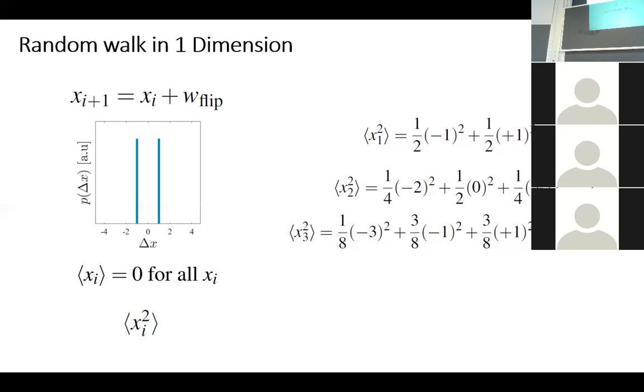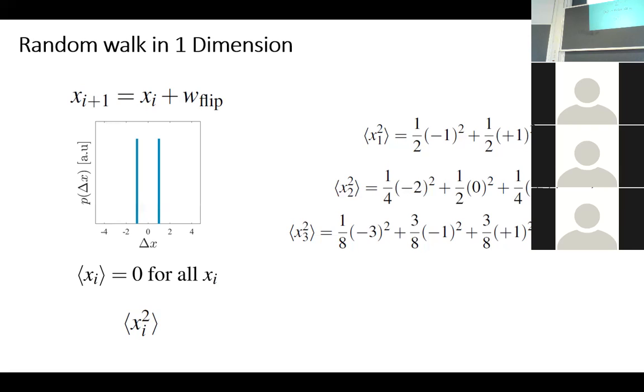What this will be, I can expand this term, right? This is x_i plus delta x. Let's say this is the step that I take in the i plus 1 step, right? And then I can take the square of this. This will be the average of x_i squared plus 2 x_i delta x plus delta x squared, average, right? These brackets, by the way, are a notation for an average. Also, all of those brackets.